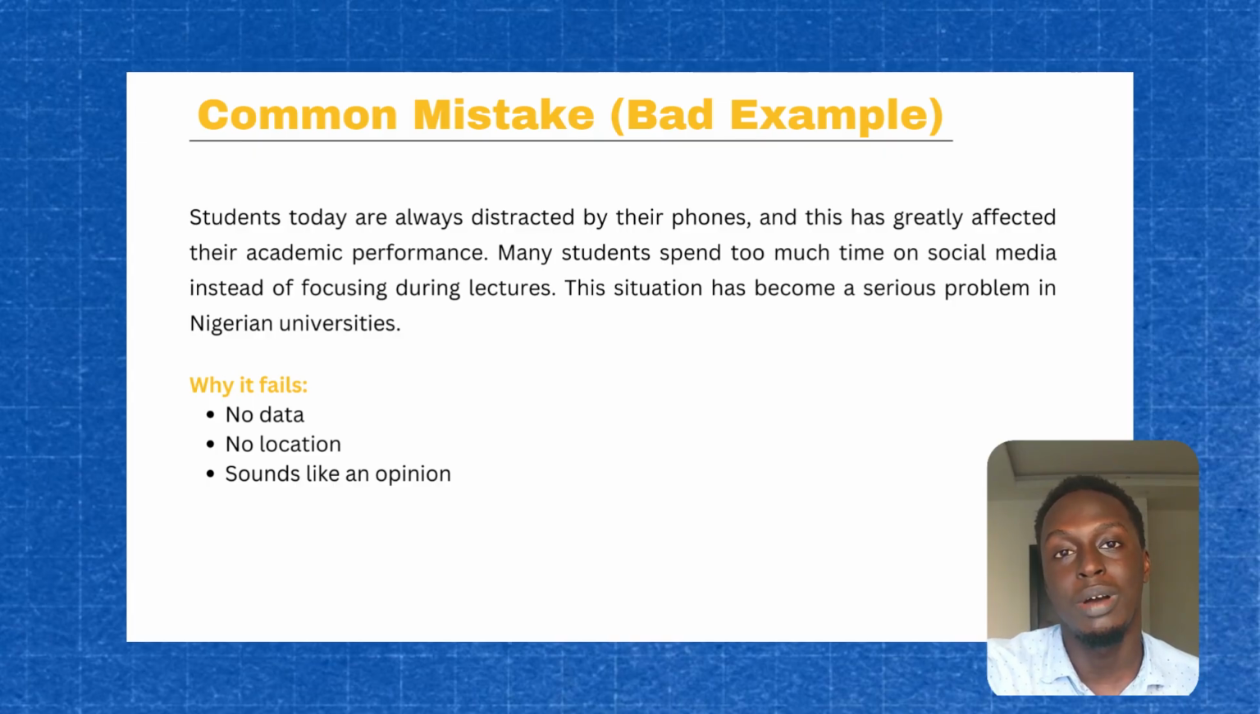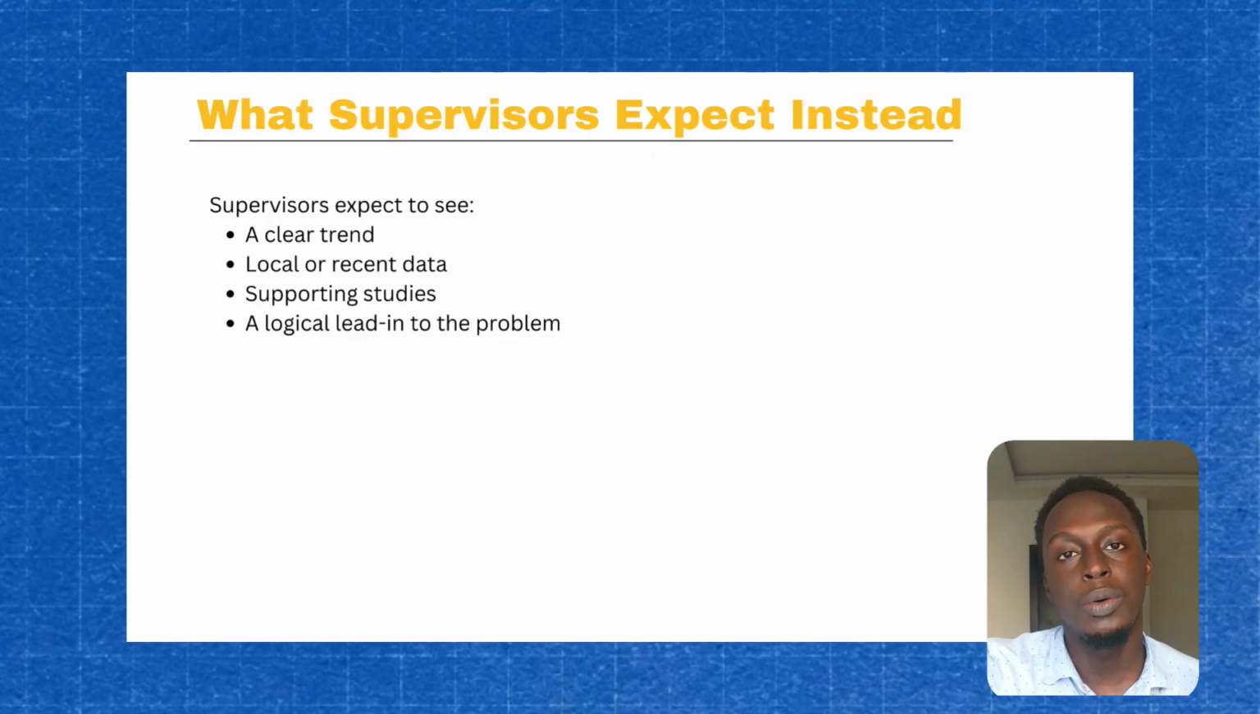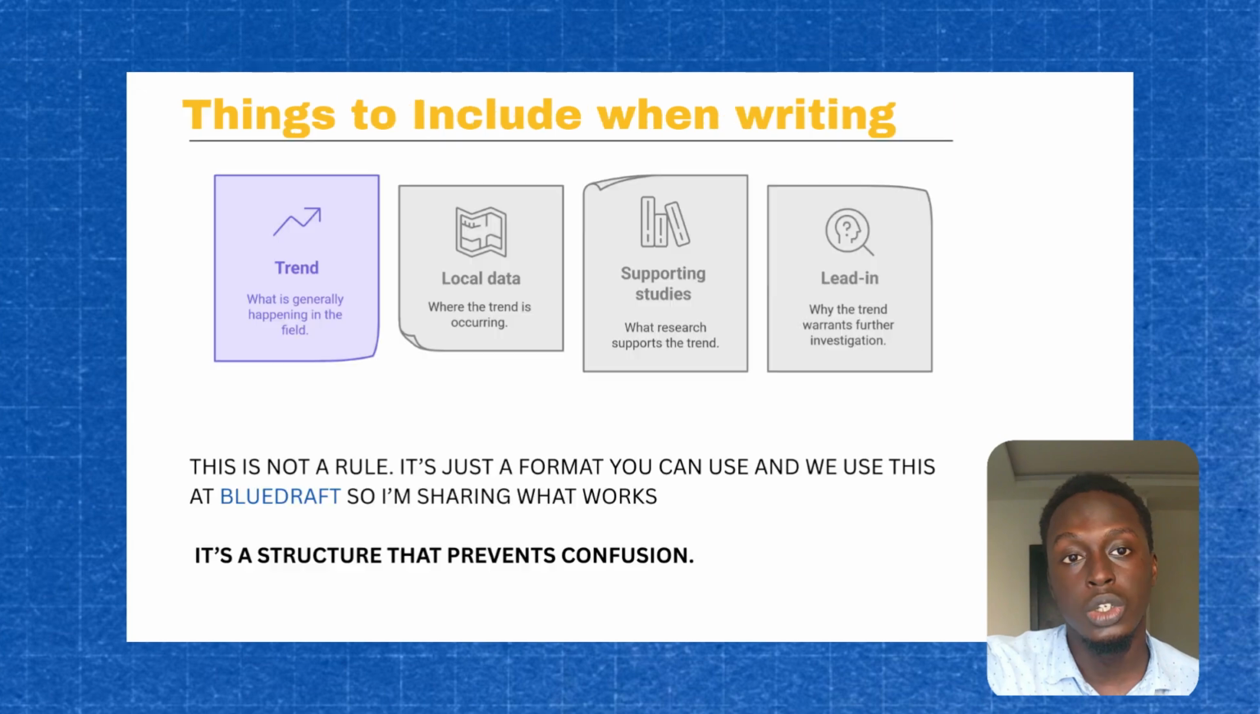You need to have evidence to back up what you're saying. These are what your supervisors are expecting to see: a clear trend, local or recent data, supporting studies, and a logical lead into the problem. If you remove your topic title and I'm only reading your background of study, I should still be able to understand what is happening. So these are things that you need to include: trends, local data, supporting studies, and a leading statement. This is not a rule, but it is the format that you can use, and we use this format at Blue Draft. I'm just sharing what works. This is a structure that prevents confusion.